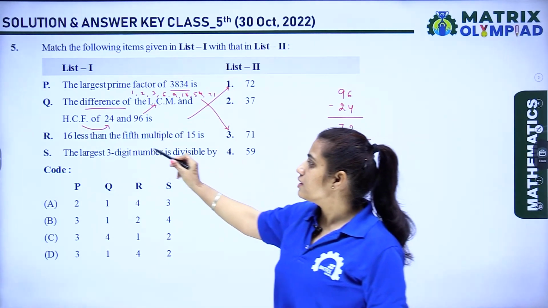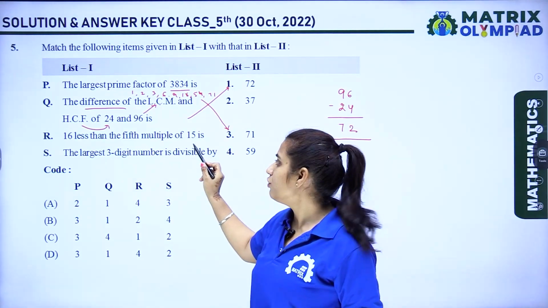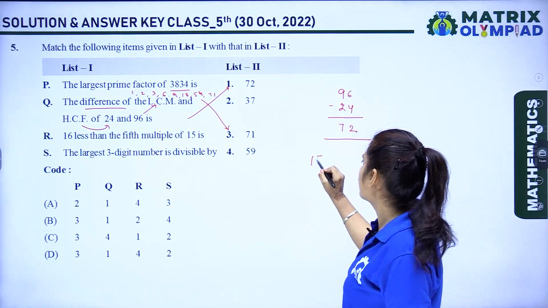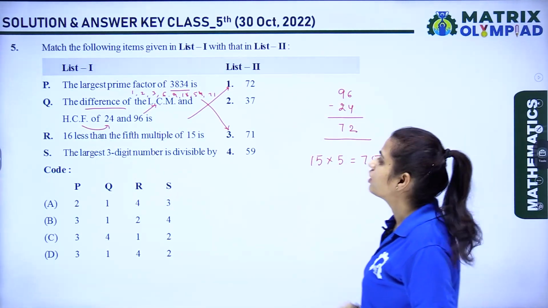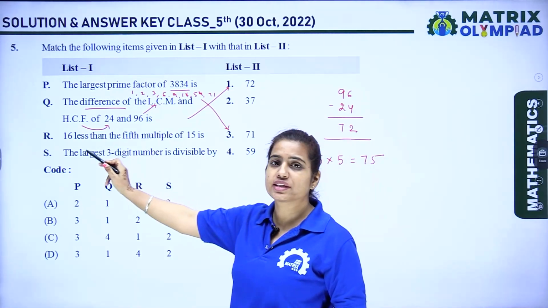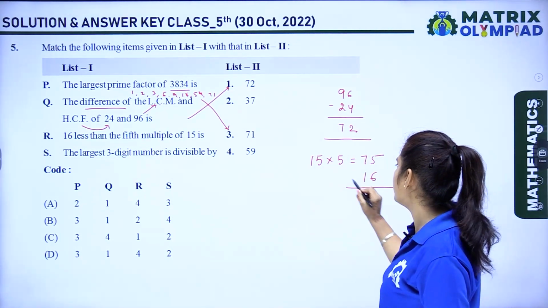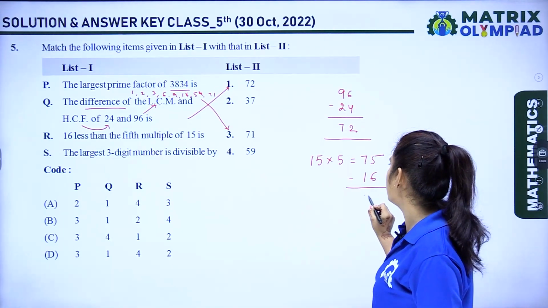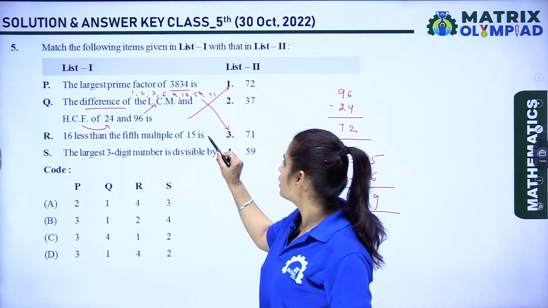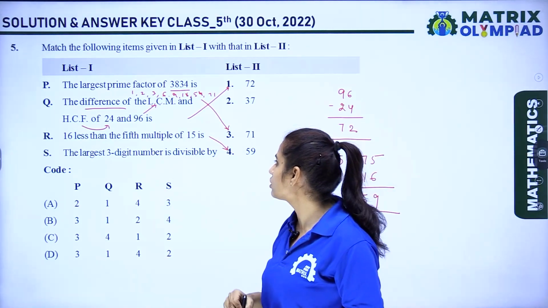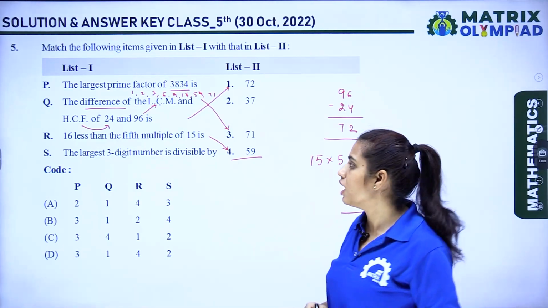Now, the next is 16 less than the 5th multiple of 15. The 5th multiple of 15 means 15 times 5, which will give us 75. Now here we have to subtract 16 from this 5th multiple of 15. So we are going to subtract 16 here and we will get the answer 59. So the last, 4th option is the correct answer for R.